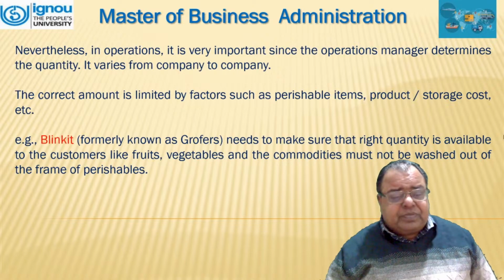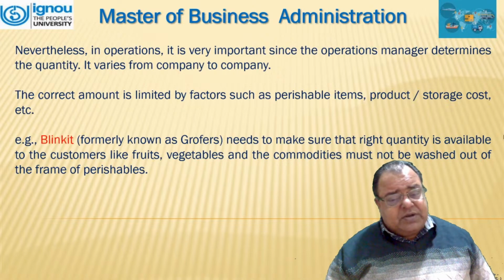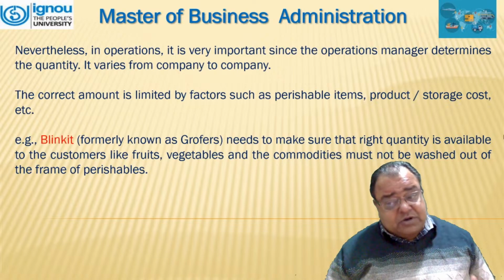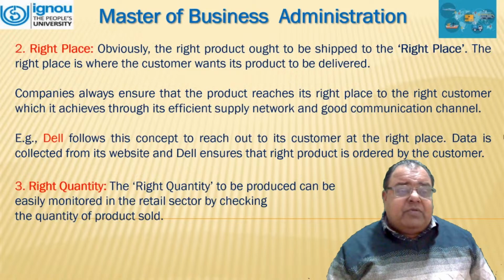For example, Blinkit, which was earlier known as Grofers, needs to make sure that the right quantity is available to the customer, like fruits, vegetables, and commodities, which must not be wasted out of the frame of perishables. Right place.